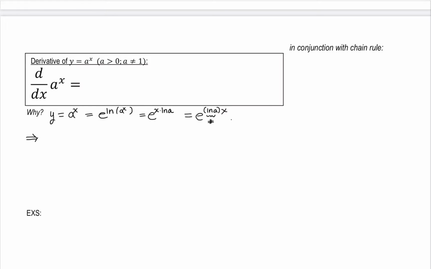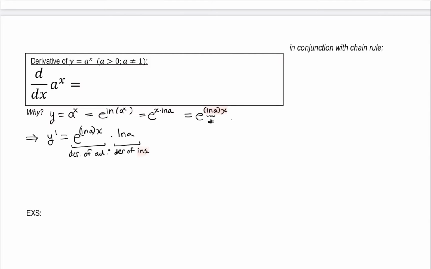Now if I wanted to find my derivative, working with that last form, the derivative of e to a function of x is going to be e to that function of x. With the chain rule, this represents the derivative of the outside function, and then times the derivative of the inside function. With an exponential function, the inside is what's up in that exponent. The derivative of a constant times x is just that constant. Derivative of 7x is 7. So the derivative of natural log of a times x is just going to be natural log of a.